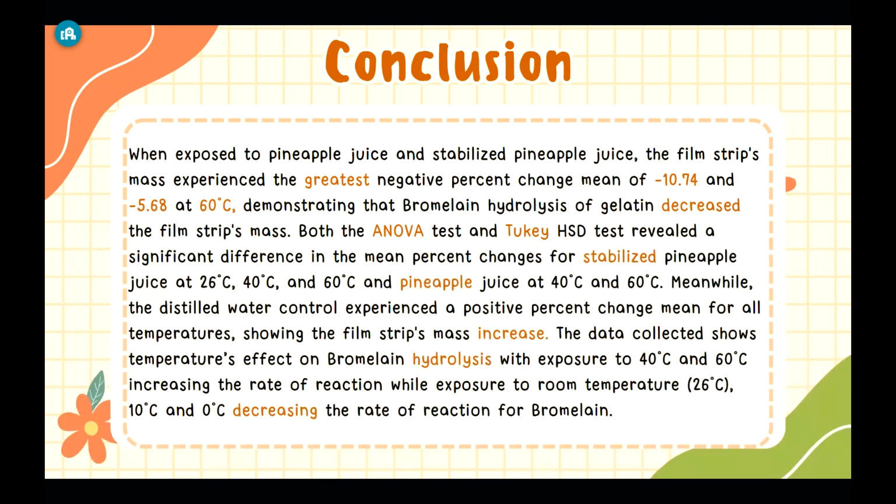When exposed to pineapple juice and stabilized pineapple juice, the film strip's mass decreased the greatest, with a negative percentage mean of negative 10.1084 and negative 5.68 at 60 degrees Celsius, demonstrating that bromelain hydrolysis of gelatin decreased the film strip's mass.